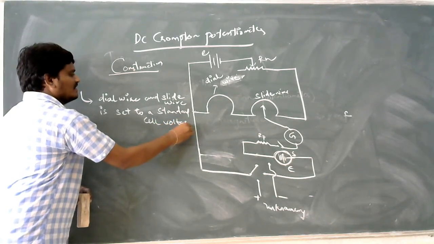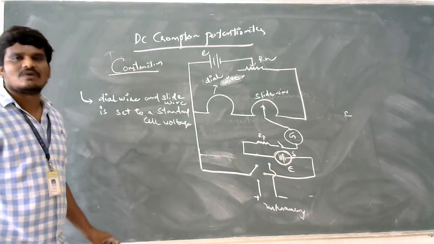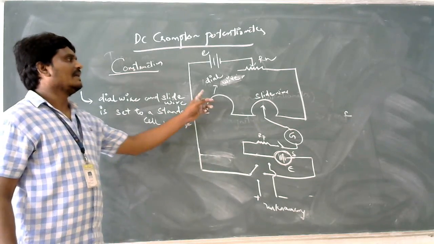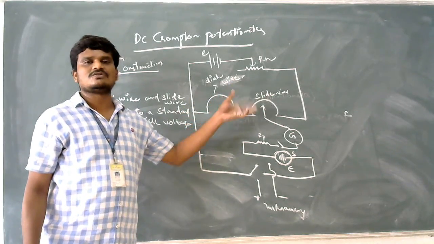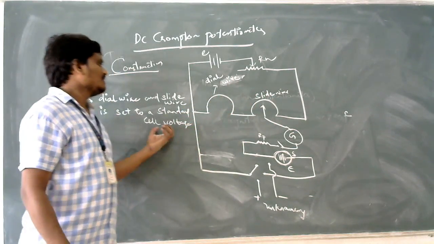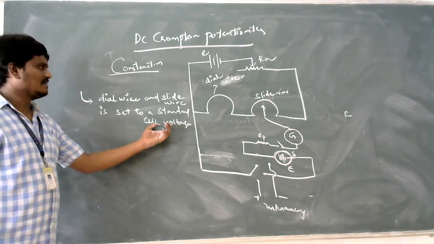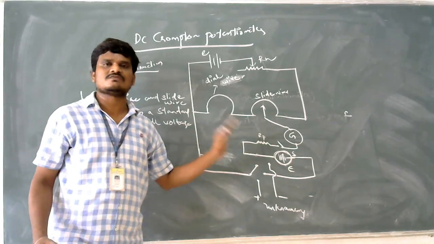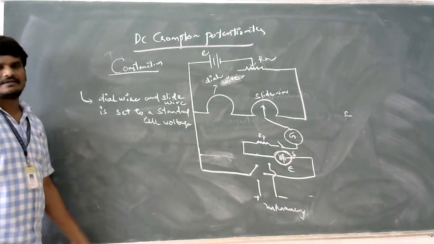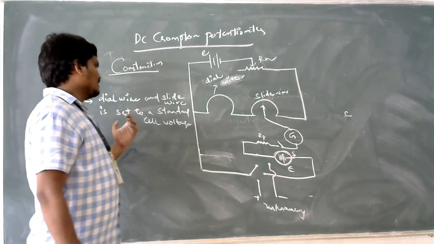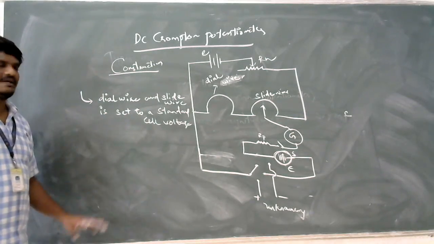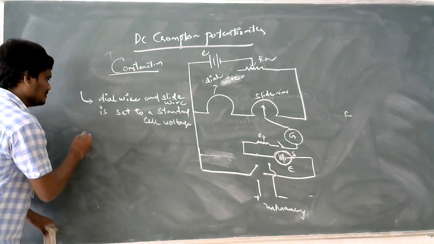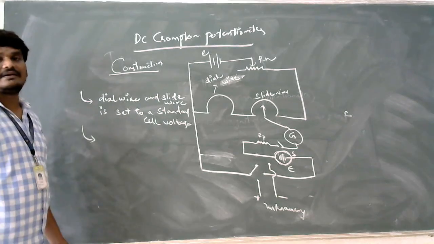That is, if the standard cell voltage is taken as 1 volt, the position of the dial wire and slide wire is also set to the standard cell voltage. If it is considered as 1 volt, then the voltage of this dial wire and slide wire should be considered as 1 volt. This is the first point: the dial wire and slide wire are set to a standard cell voltage. Coming to the next point.